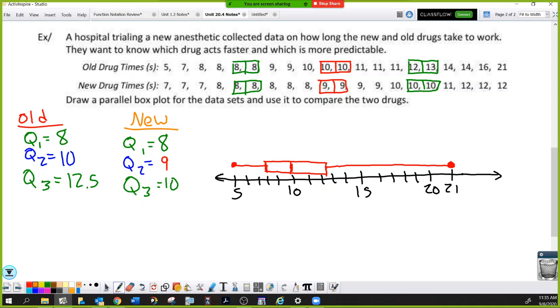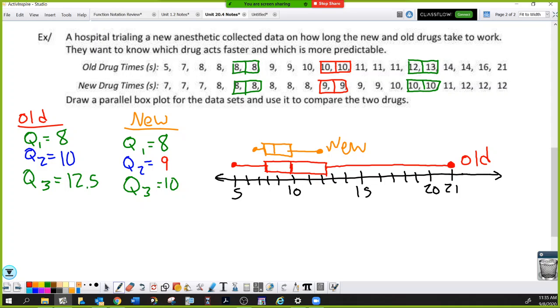And I did the new one in orange. Q1 also at 8. Median at 9. Upper quartile at 10. Minimum of 7. Maximum of 12. Wow. So this is new. And this one's old.